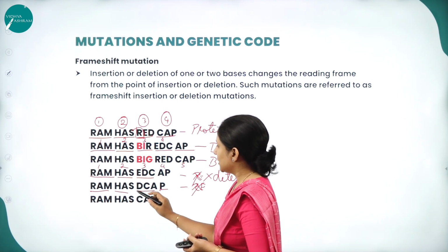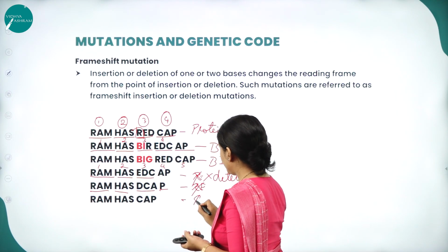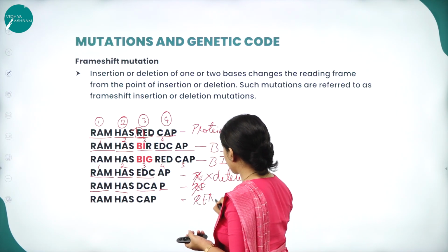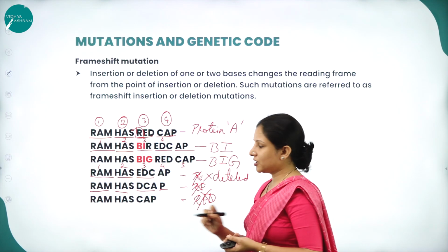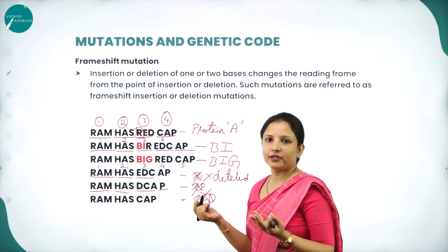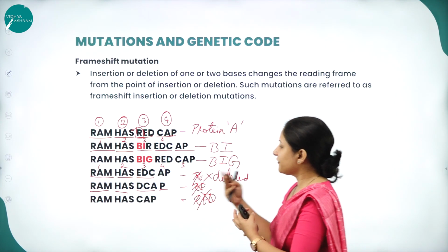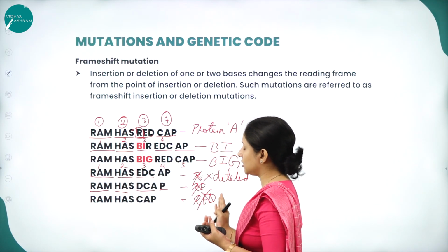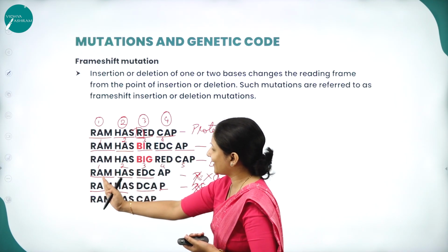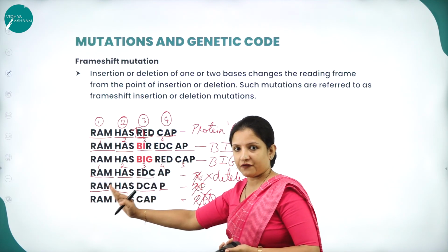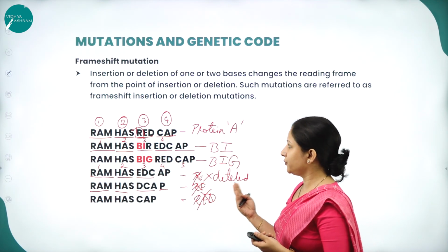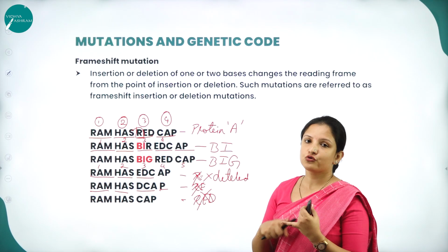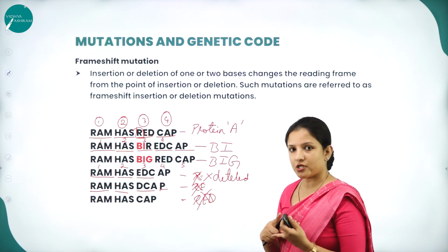Now here, complete red is deleted. They've deleted R, E and D. Ram has cap, only that is remaining. So the entire frame got shifted. So the genetic code or the sequences are getting shifted. The genes are getting shifted. That is why we call it frame shift mutation. So these are the two different types of mutation in the genetic code.